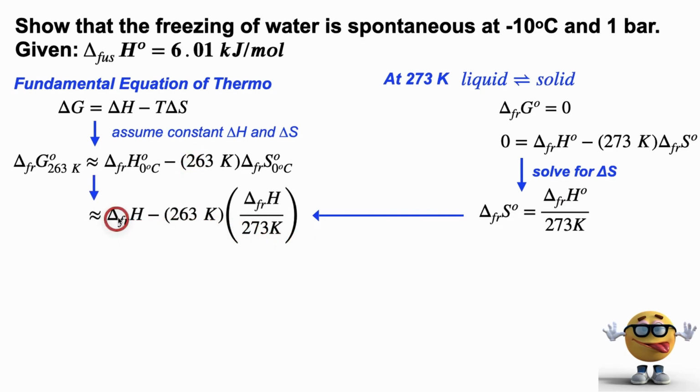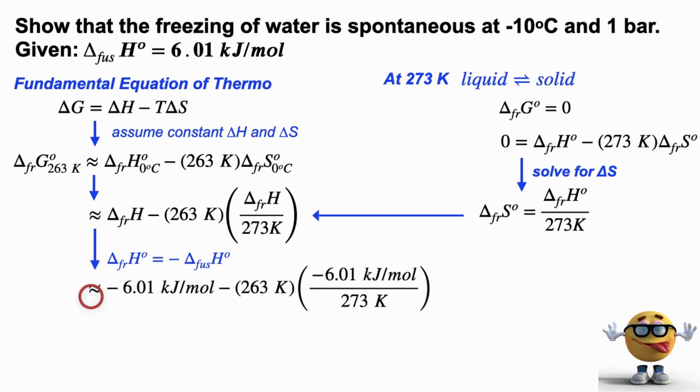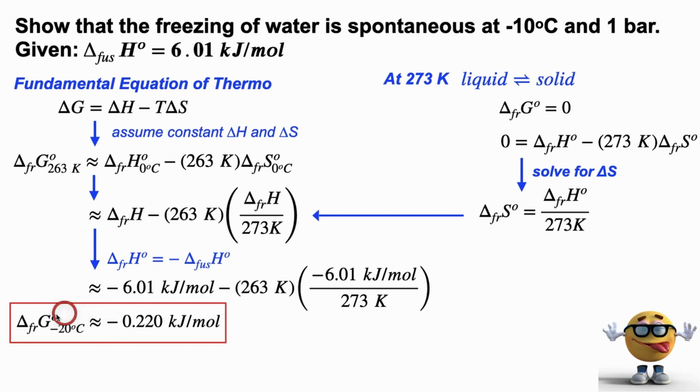And we're almost done, but we want the enthalpy change of freezing. And here, this is the enthalpy change of melting. It's melting because this is positive and it takes energy to melt it. So if we're freezing it, then energy has to be released. So it's the negative of melting. And we can now plug that into our equation, plug it into our good old calculator, and we'll get a change in Gibbs energy of negative 0.220 kilojoules per mole.